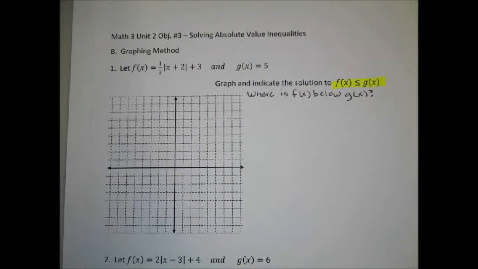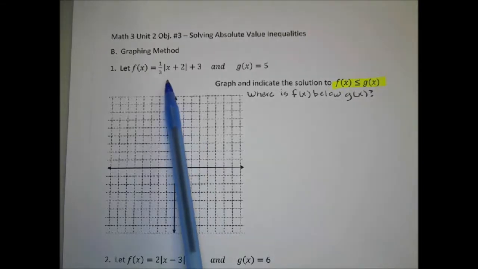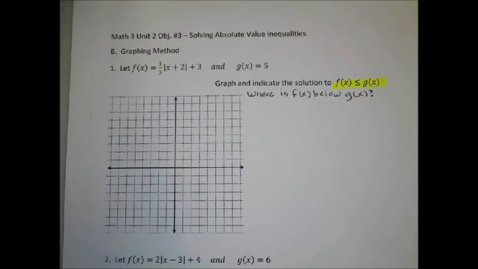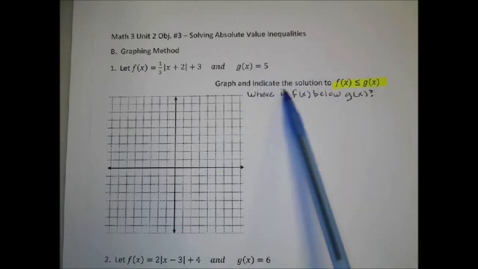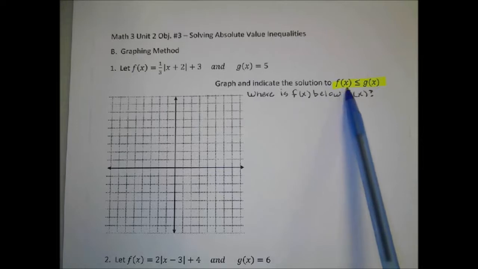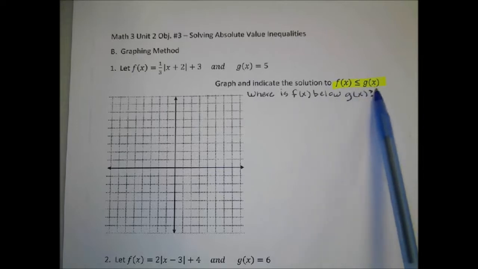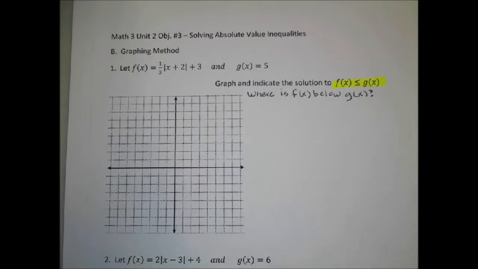In our second set of examples, we're going to take the same kind of problems, absolute value inequalities, but we're not going to solve them from an algebraic viewpoint. We're going to simply solve them from a graphing viewpoint. So in this first example, I've got f of x as the function 1/3 times the absolute value of x plus 2, plus 3, and I've got g of x equaling the constant of 5. And we're going to graph and indicate the solution to where f of x is less than or equal to g of x.